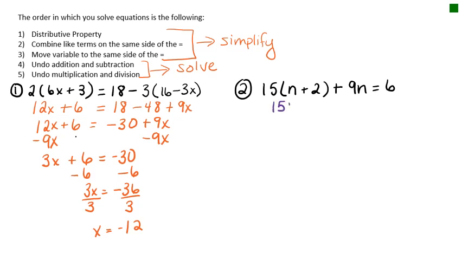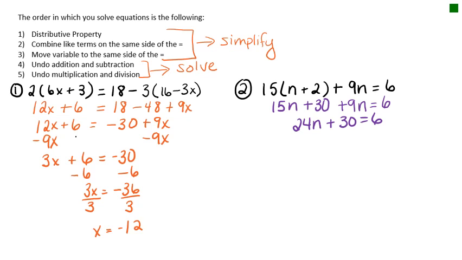I'm going to do 15 times n and 15 times 2, which is 30. I'm going to bring down the plus 9n because it's not being combined with anything, and then bring down the 6. Now, I have like terms on the same side of the equation. The 15n and the 9n are like terms. And since they're on the same side, I'm not going to take away 9 from 15. I'm combining like terms. I'm going to combine 15 and 9 and get 24n plus 30 equals 6.